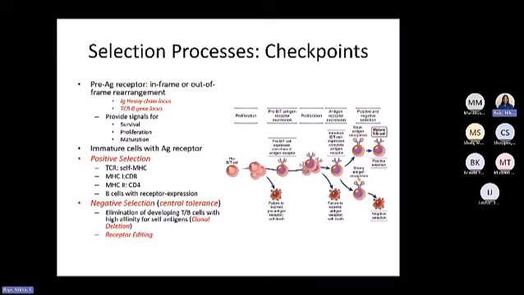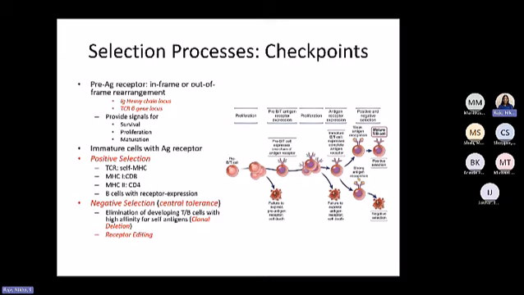So once that gene rearrangement occurs, there is a selection process. There are checkpoints where these cells have to pass some tests to make sure that they are able to be functional B and T cells before they complete their maturation. The checkpoints include one which is called the pre-antigen receptor checkpoint.